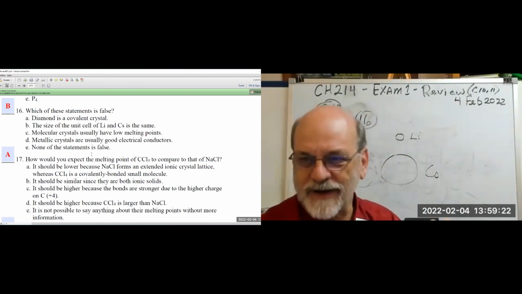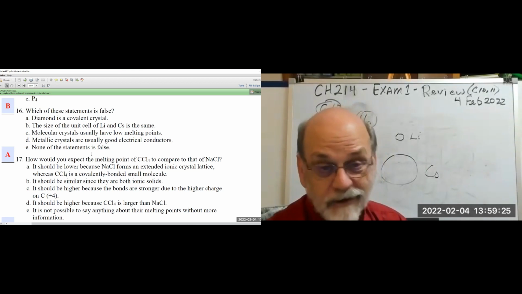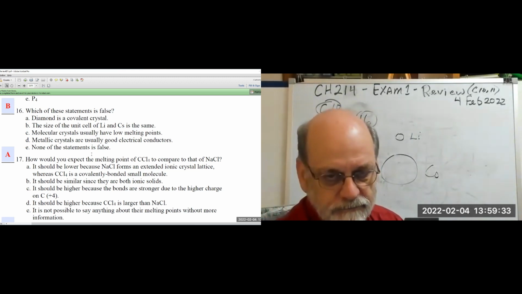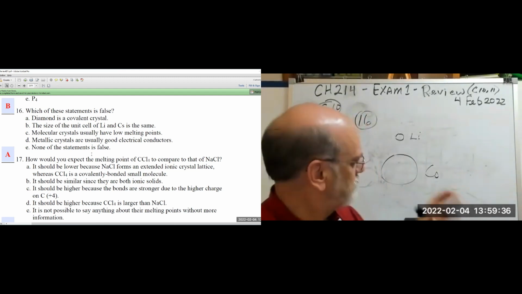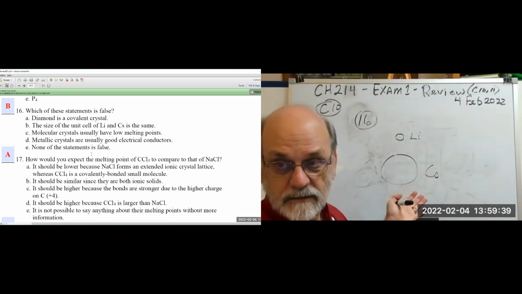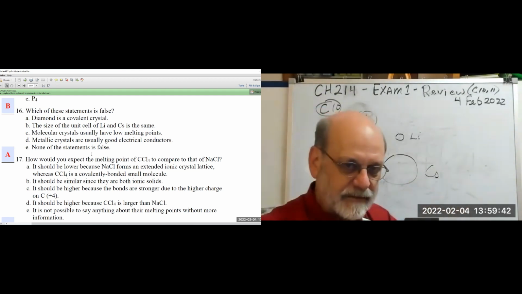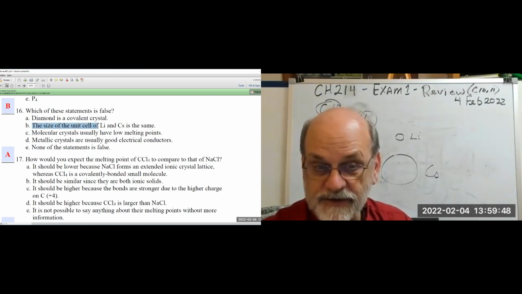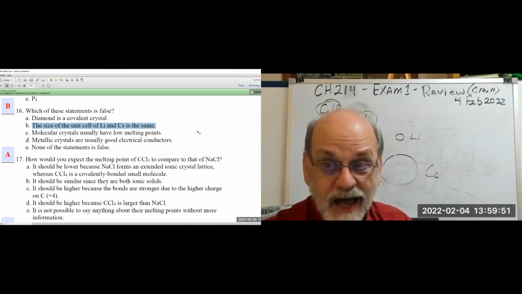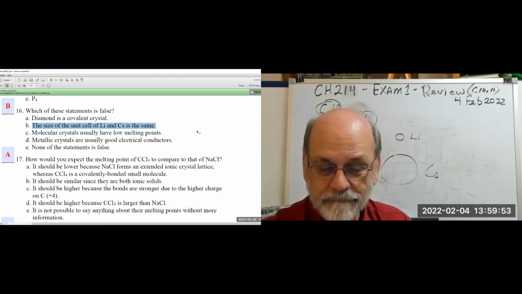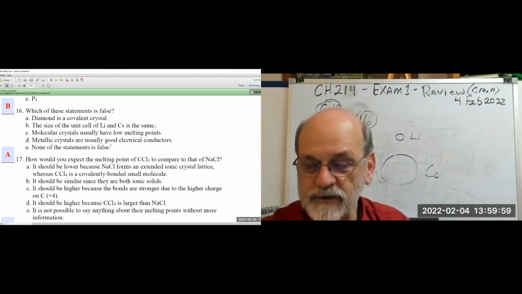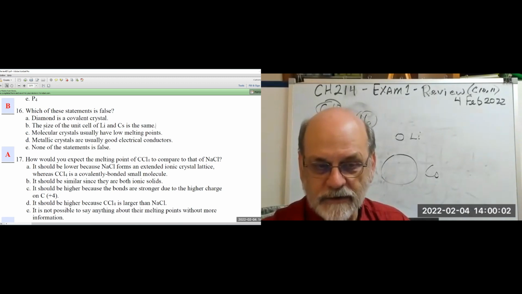Lithium and cesium. When you form your unit cell, it really doesn't matter which unit cell you form. They're probably going to form similar ones, not guaranteed, but possibly. But you need more space for the cesium to form the unit cell. So based on that alone, I would say this statement is false. The size of the unit cell, even if it's the same type of unit cell, has to be bigger for cesium. We found our answer. That's the false one. None of the statements are false? Well, that can't be right, because we found a false one.